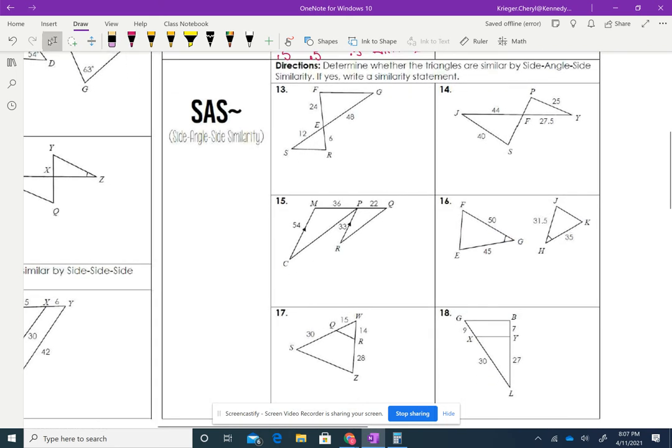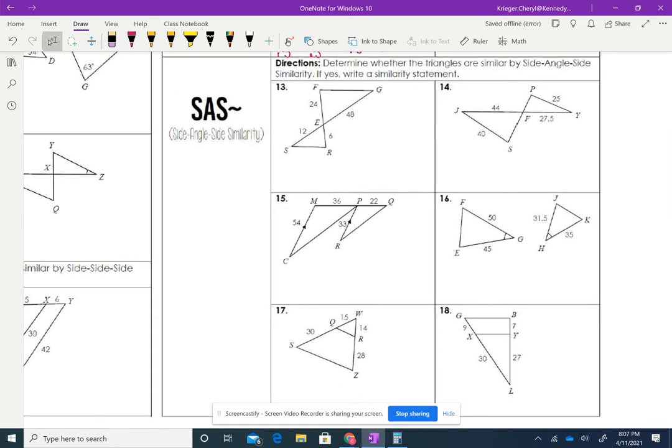And finally, determine whether the triangles are similar by side, angle, side. If yes, write a similarity statement. Okay, so we have vertical angles here, and the small 6 goes with the small 24, so that means 12 goes with 48. And the angle is between the sides, so it's possible.